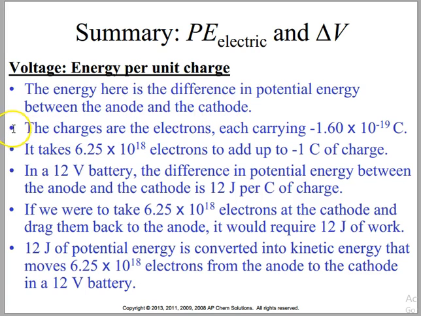The charge of the electrons, each carrying this number, I've already gone over. In a 12-volt battery, the difference in the potential energy between the anode and the cathode is 12 joules per coulomb of charge. If we were to take this many electrons at the cathode and drag them to the anode, it would require work. 12 joules of potential energy is converted into kinetic energy that we can use to turn on lights, start cars, that move this many electrons from the anode to cathode in a 12-volt battery.